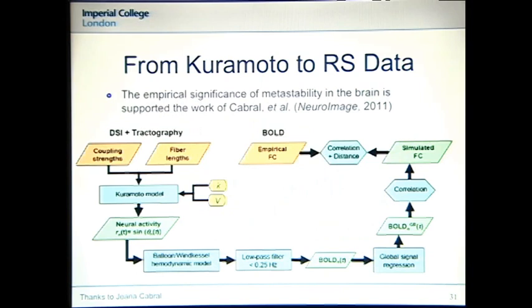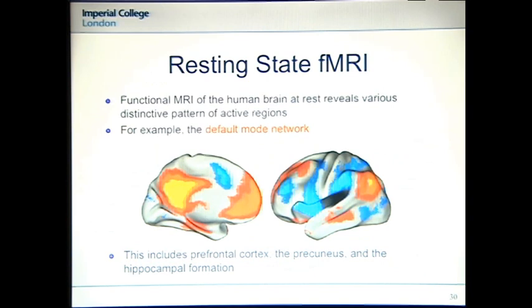Now, the blue means less active. At this time these areas are actually less active than the baseline, and these areas are typically ones that are more active during tasks. So there's this interesting anti-correlation between those that are active during tasks and those that are active during rest. Okay, so now.